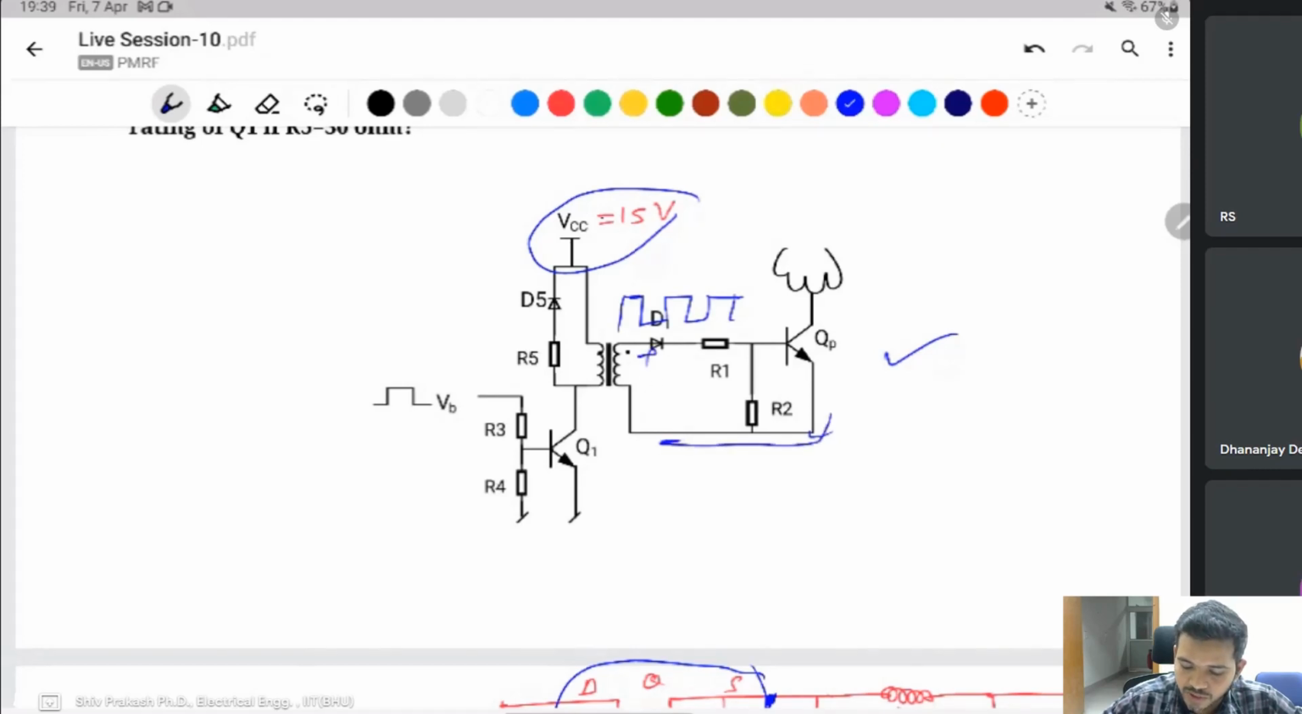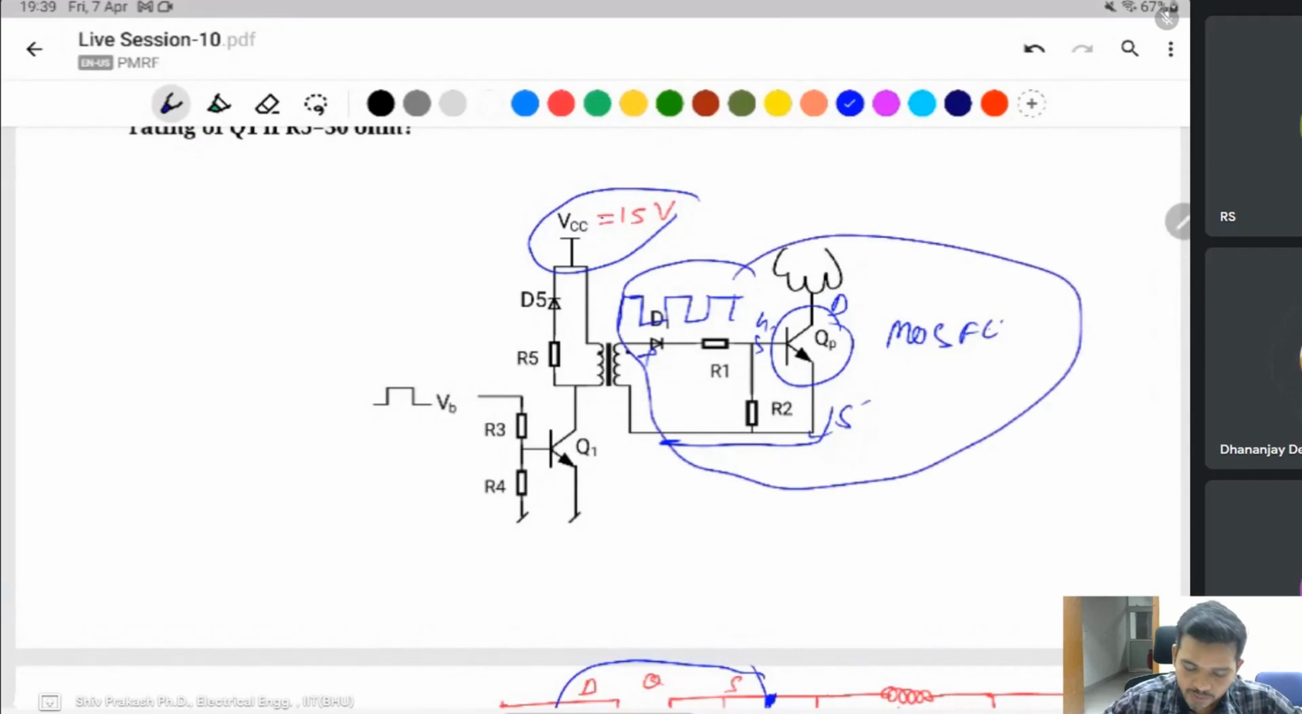This is already connected to the... This one is only for BJT, but you can connect a MOSFET also here. This one is from the gate, this one is the source, and this one is the drain. You can observe this one. This circuit is connected in a buck converter.